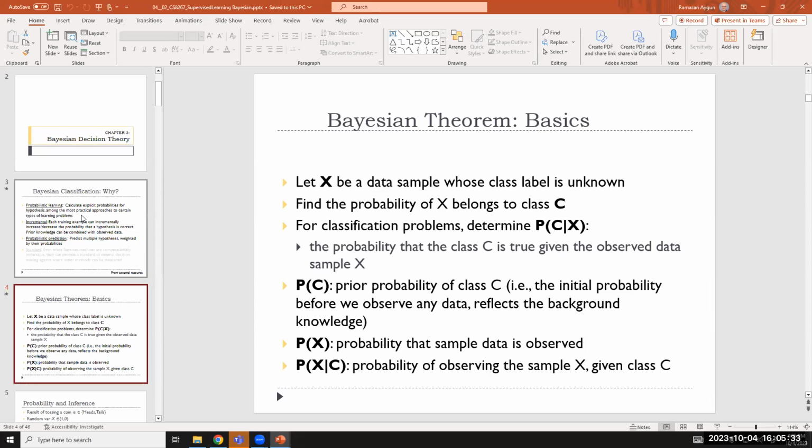So this will be called... I'm going to put it this way. This is the probability of X, the probability of observing X in the population. Okay. That's X data. Probability of C, C is a class. How frequently, what is the probability of observing that class in the population? And that is what it means.